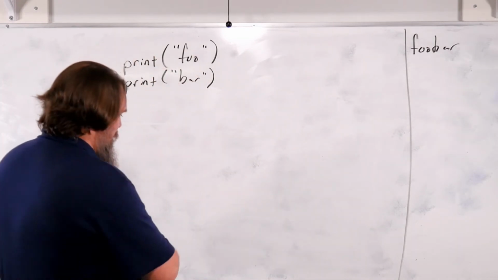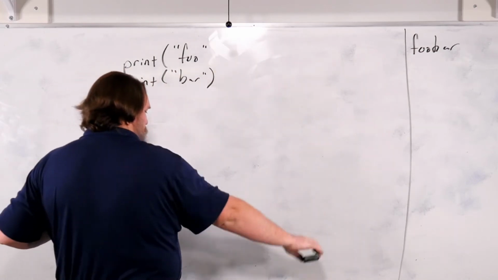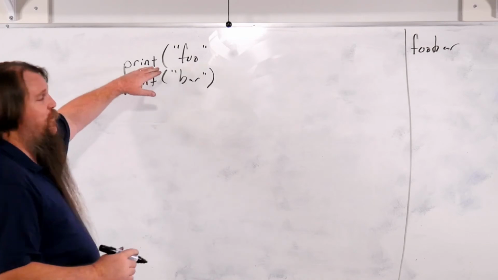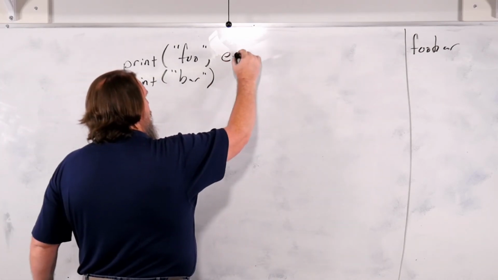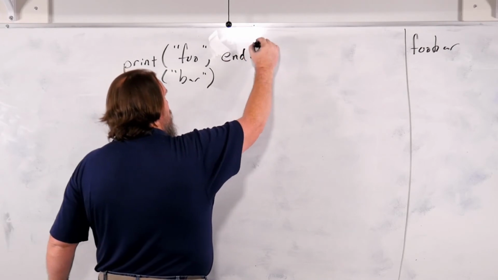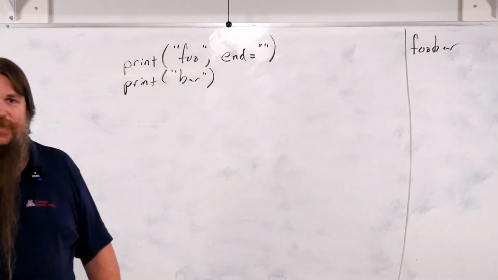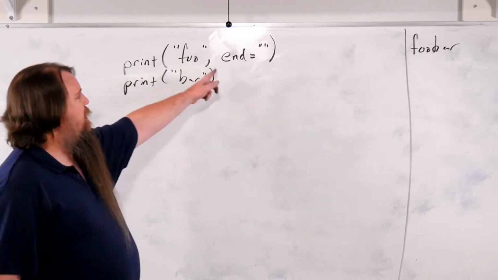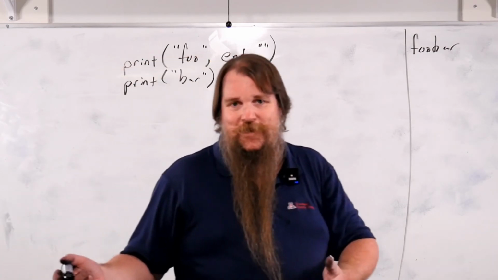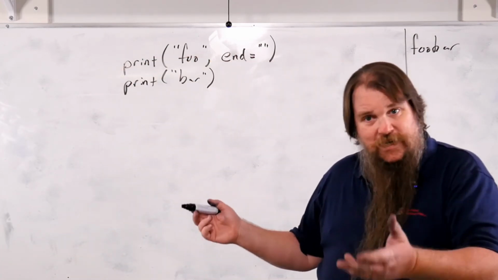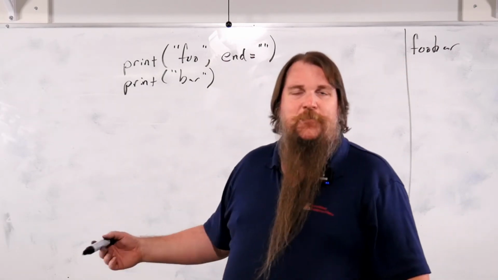Yes, there is. You can add a special second parameter. Print foo, comma, end equals empty string. What this says is, when you're all done printing, the thing I want you to tag on to the end of it is, instead of a new line, print an empty string. And so this can be a really nice way.